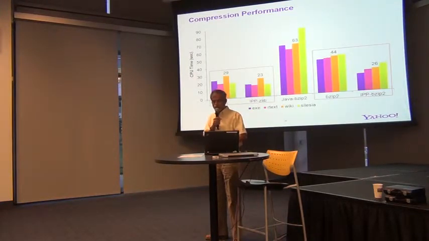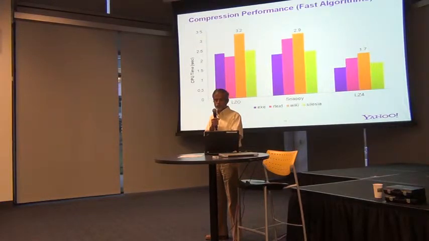Actually, we can also see that the Java version of the codec that was there earlier doesn't do as well as the other two. Now this chart shows you the fast algorithms, and they are all pretty similar. They're not very much different, although LZ4 does seem to do better than both LZO and Snappy.